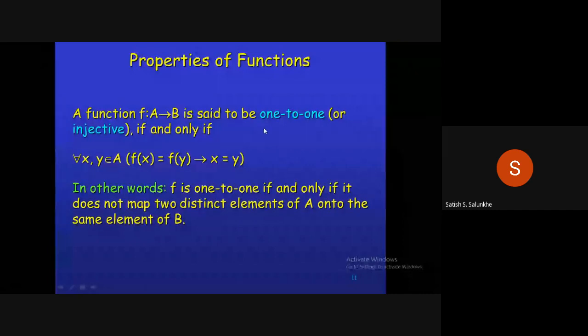When a function is one-to-one, in a nutshell, when two distinct elements of the domain do not map to a common image in the codomain, then we say it is one-to-one.